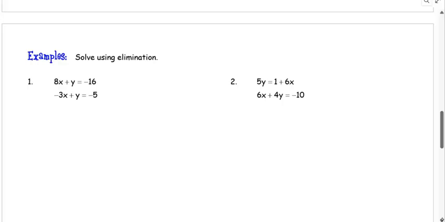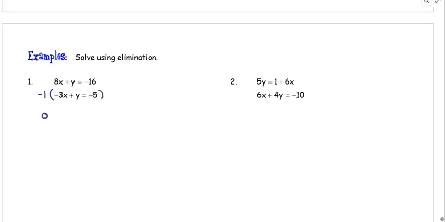So with this first one, notice that my x's and my y's are already stacked up together. The number is on the side by itself. I'm looking for opposite coefficients, the same number with a different sign. Well, 8 and -3 are not the same number. The 1 and 1 in front of the y's are, but I need one of them to be negative. I can do that by multiplying through one of these equations by a -1.